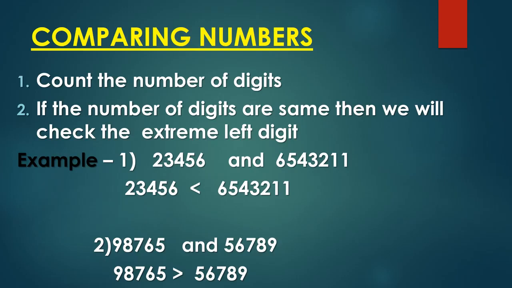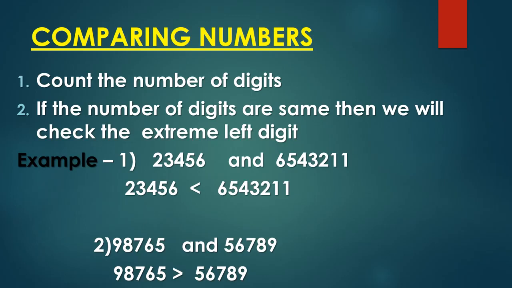First example is 23,456 and the next is 65,43,211. In first number of digits are 5 and in the second number of digits are 7. So obviously a number whose digits are 7 digits are there, that number is greater. So 65,43,211 is greater.